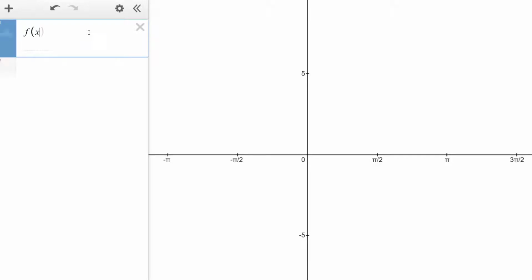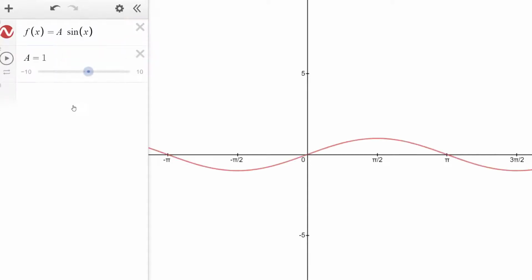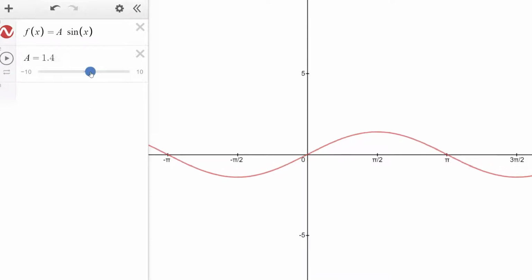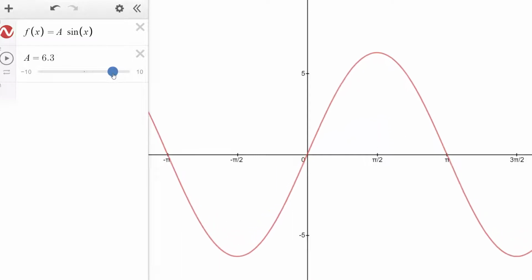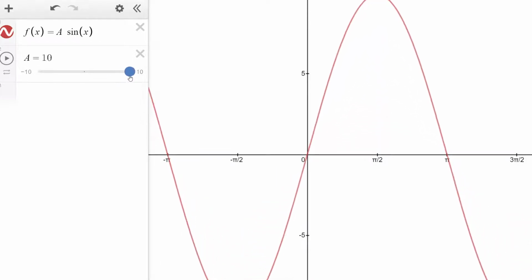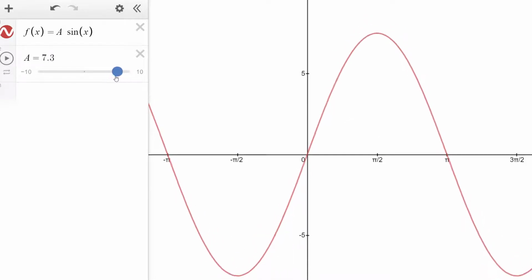And I'm going to graph f of x is equal to a times the sine of x. And it asks me for a slider at a, and I will totally do that. Now here's a equals 1. Now look what happens when I increase the amplitude. There you go. That's a great view of what happens when you play with the amplitude of the sine graph.